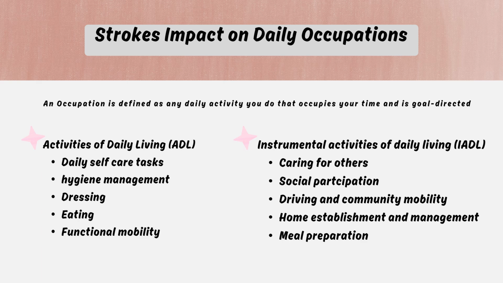There are two categories of occupations. Activities of daily living, or ADLs, which are daily tasks that are essential for survival, such as performing self-care tasks, showering, dressing, eating, and functional mobility. And instrumental activities of daily living, or IADLs, which are especially important for independent living. These are activities like caring for others, social participation, driving, cleaning and housekeeping, and cooking. Therapy services such as occupational therapy and physical therapy can help survivors relearn skills they need to perform their daily activities independently.